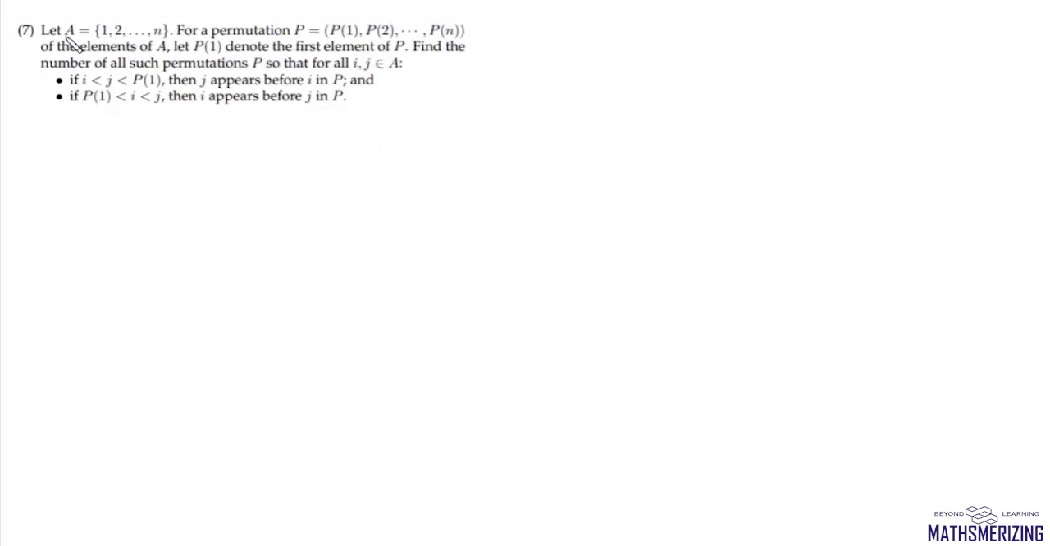Now question number 7 says: let there be a set A which is 1, 2, 3 up to n, that is the set of first n natural numbers. For a permutation P equal to P1, P2, ..., Pn of the elements of A, let P1 denote the first element of P. Find the number of all such permutations P so that for all i, j belonging to A, if i is less than j is less than P1, then j appears before i in P, and if i is less than j but greater than P1, then i appears before j in P.